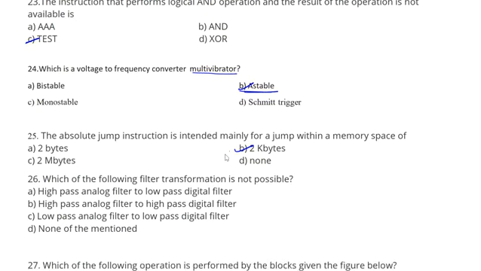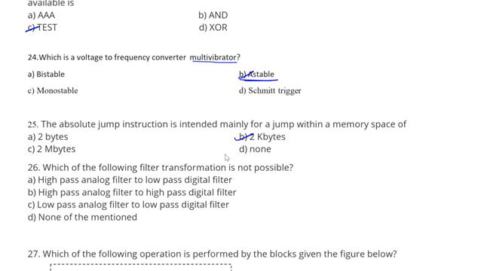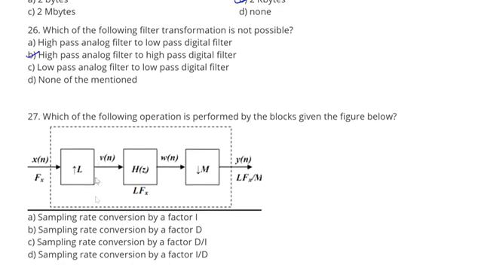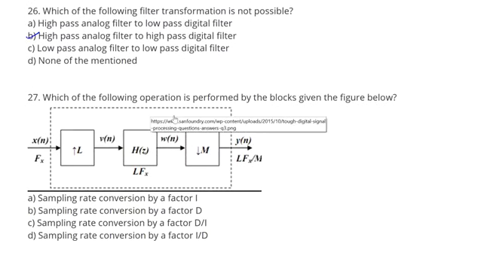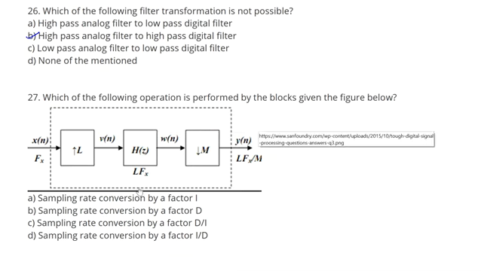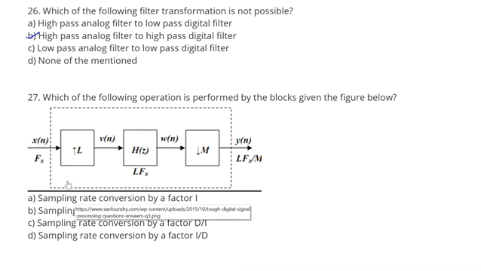Next one, which of the following filter transformations is not possible? The answer for this question is high pass analog filter to high pass digital filter. And the next one, 27th question here. Which of the following operations is performed by the blocks given in the figure below? The correct answer for this question is sampling rate conversion by a factor of I/D.